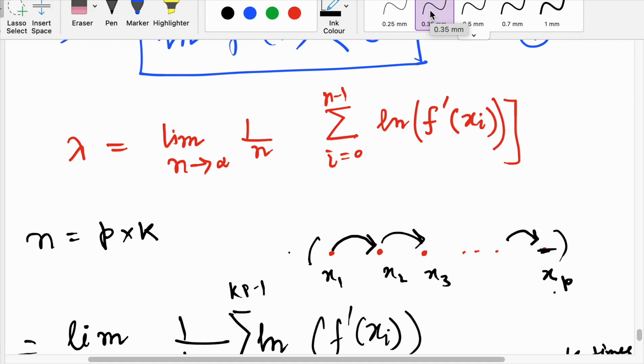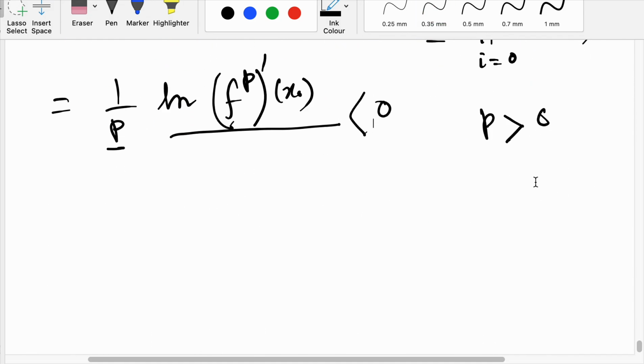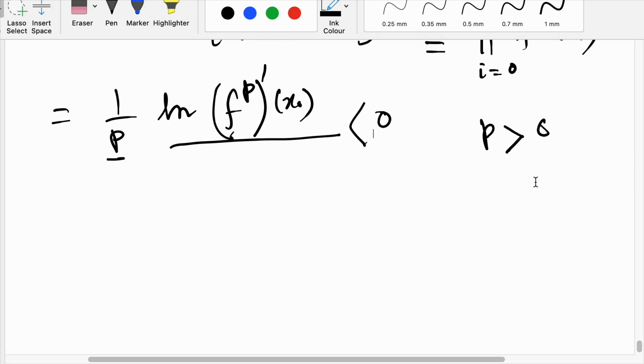Right, exactly. That's why, yeah, stable p cycle. Exactly. Now another example, then I will go to the logistic equation.